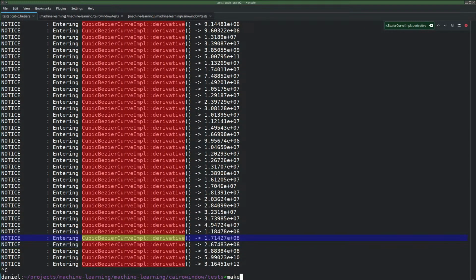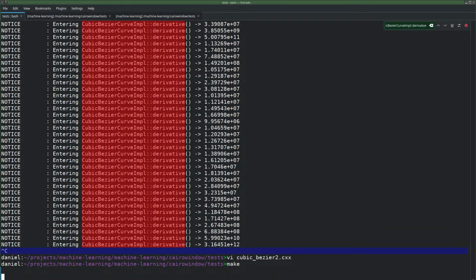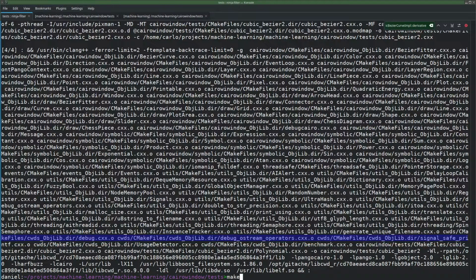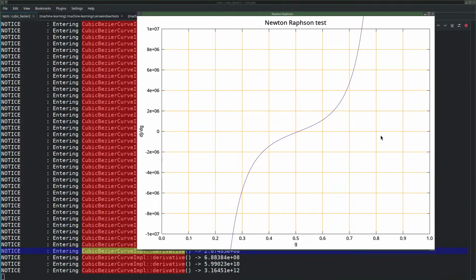Oh yeah, and then of course minus 10 million to plus 10 million. So here is the derivative. We want to minimize that. Well, we want to find a zero, which is just there. And we totally succeeded in that.